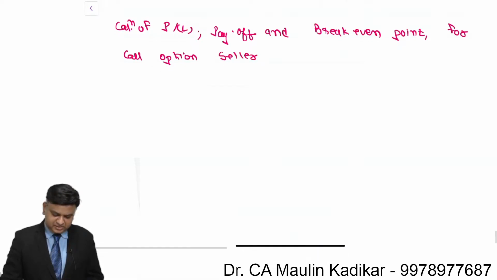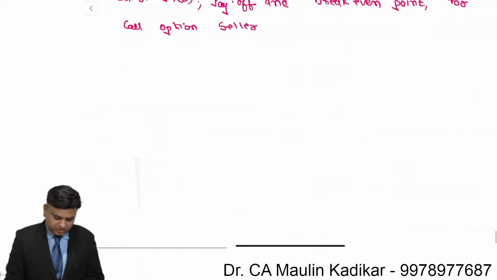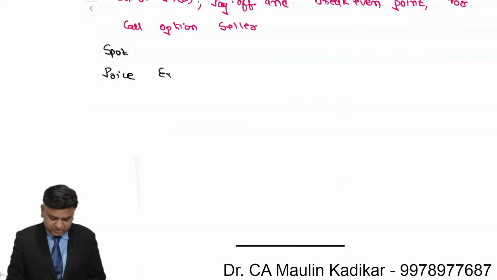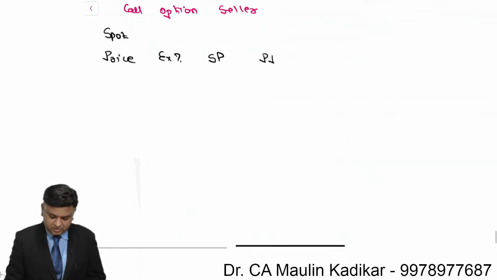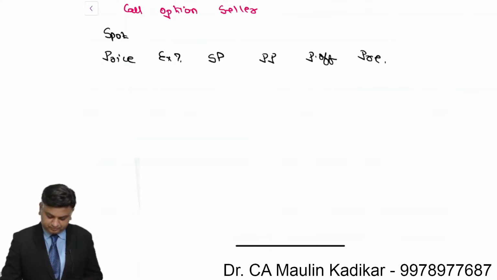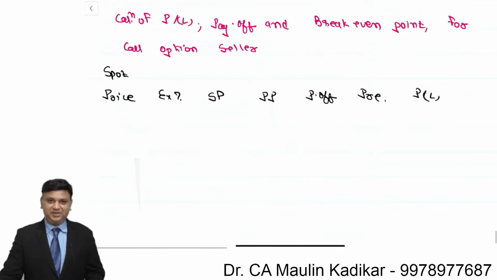Again we will be having the columns like this. Column number 1 is spot price. Column number 2 is exercise question mark. Third column selling price. Fourth column purchase price. Next is payoff. Next is premium. And lastly we will be having the profit or loss. This is the way we will have the table.